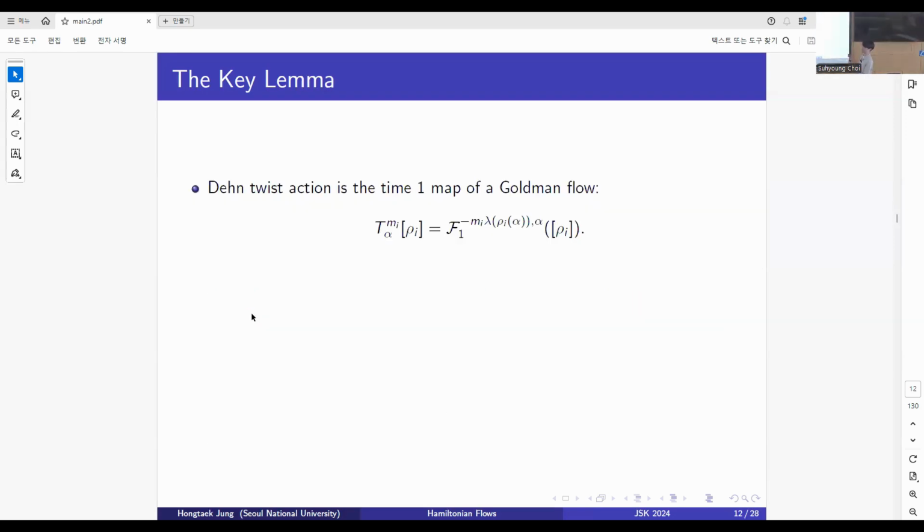Some people call this Goldman's trick, which is basically saying that the mapping class group action, the Dehn twist action, can be interpreted as the time one map of the Goldman flow. So you can write this as the time one map of the Goldman flow, and the flow matrix is given by the Jordan projection of your matrix. And you have some exponent here.